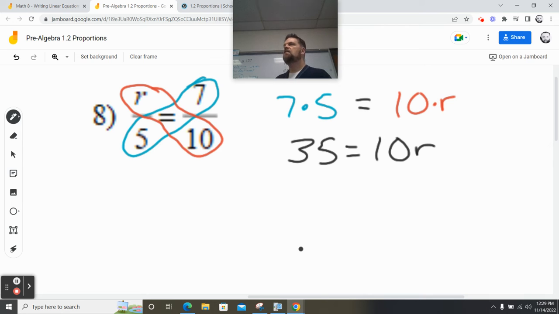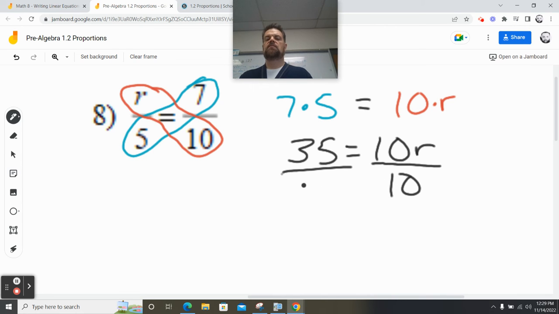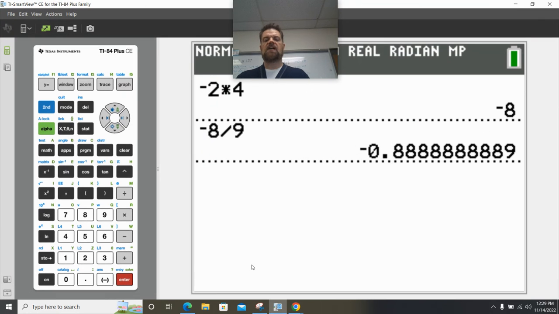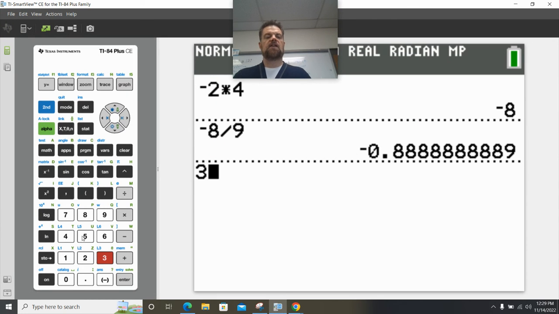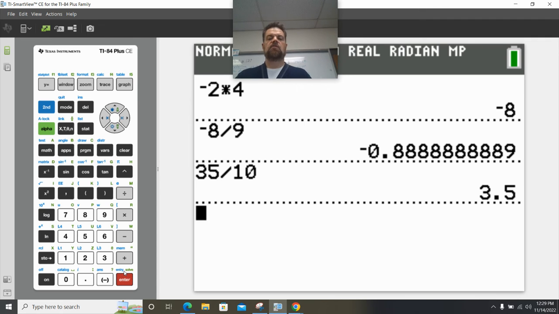If 10 is being multiplied by r and I want to move the 10 away from the r, what's the inverse of multiplication? Division. 10 divided by 10 is just 1. 1 times r is r. I think this is 3.5, but I'm going to do it on my calculator. 35 divided by 10. 3.5.